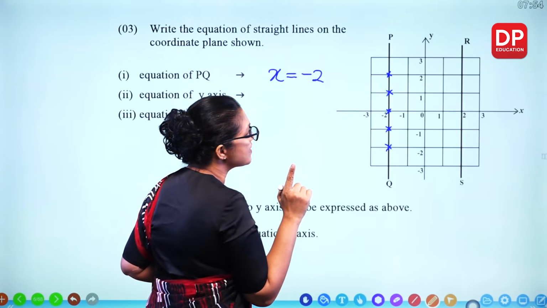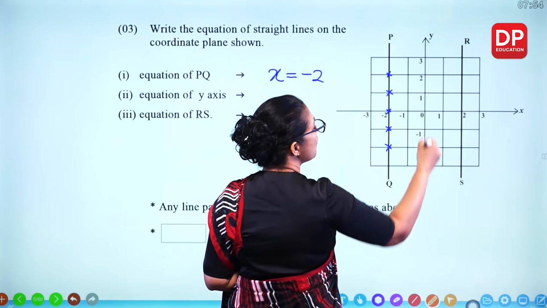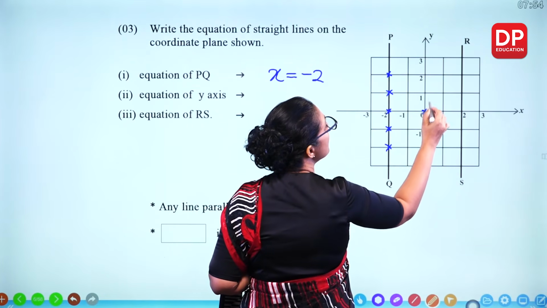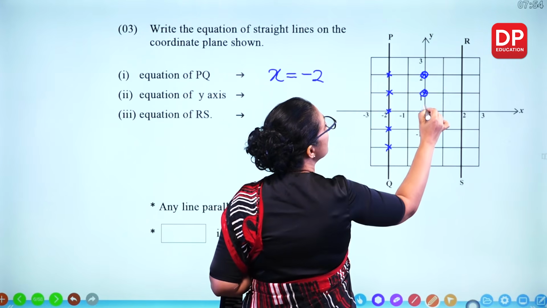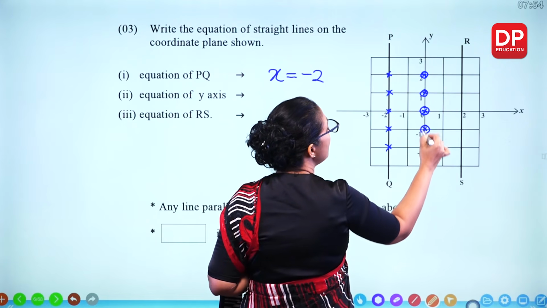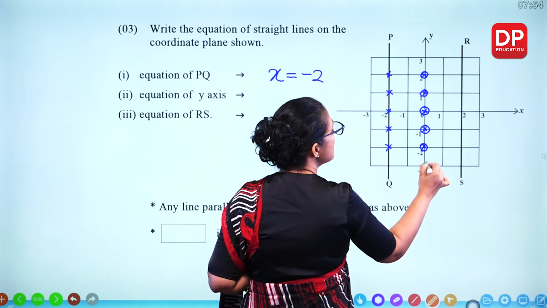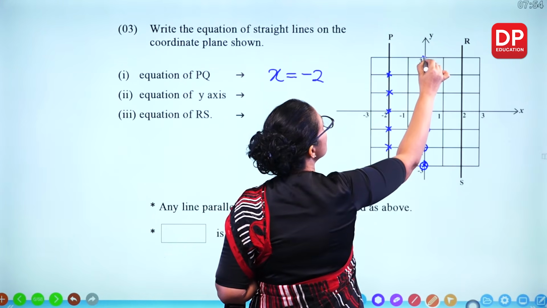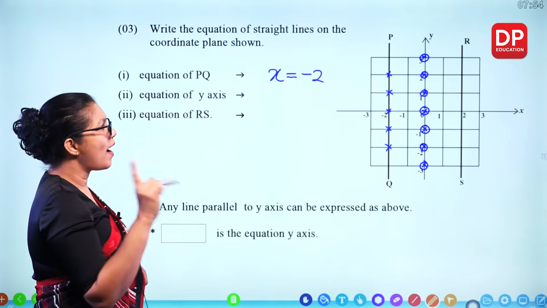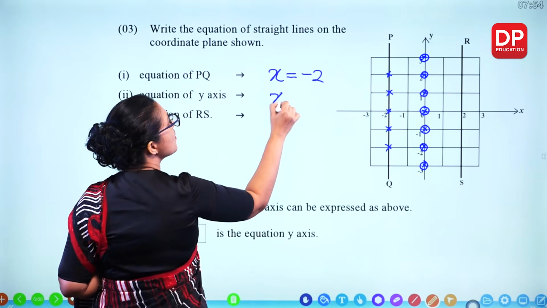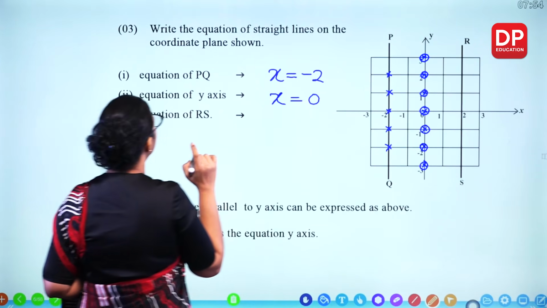Equation of the y-axis. Now this is the equation of the y-axis. What's the x coordinate for this one? Always the x value is 0. So you can write the equation of the y-axis is x equals 0.